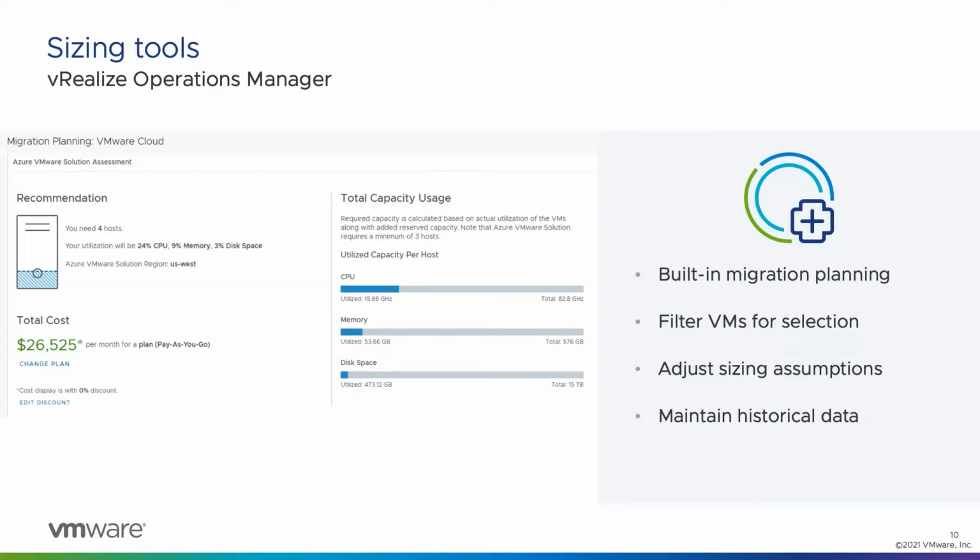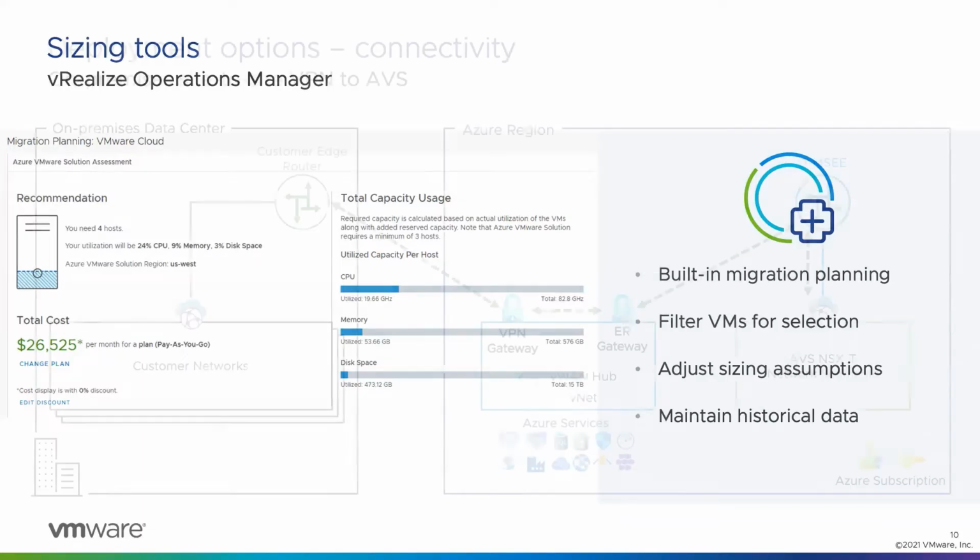Both options return a projected number of AVS hosts required, monthly cost estimate, and resource utilization post-migration. Either tool will work. If you have vRealize Operations Manager already, we would suggest that one, but both do the job. When you have your initial sizing figured out, we can talk about connectivity.